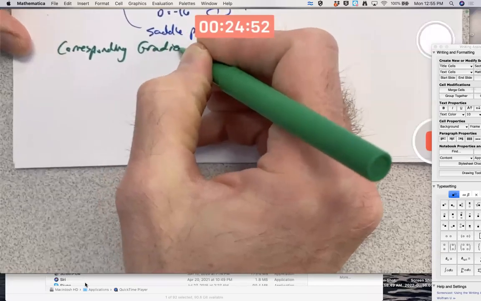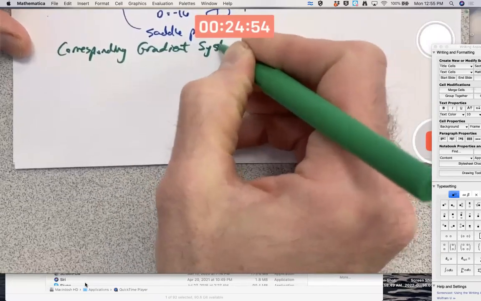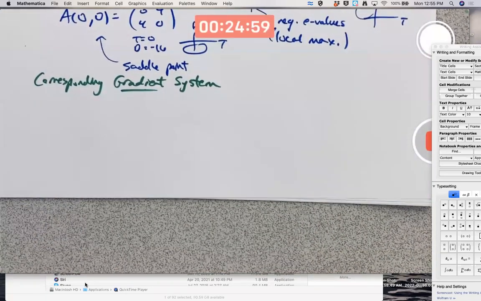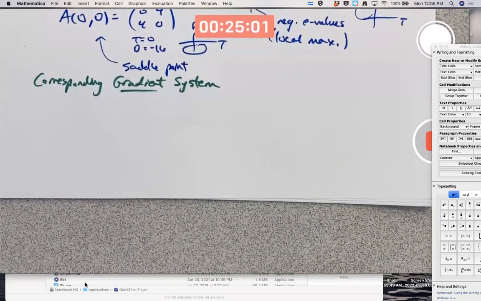Gradient system. Heard the word gradient before? In multivariable calculus, if you're in that class. Gradient vectors are what we're talking about here.